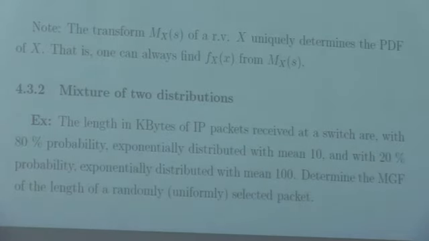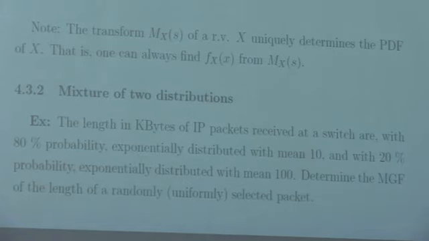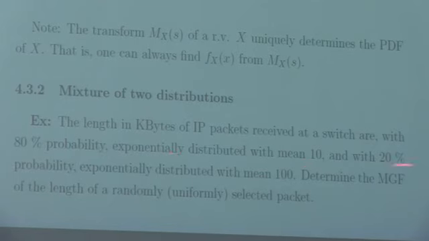So here's the problem. The length in kilobytes of IP packets received at a switch are with 80% probability exponentially distributed with mean 10 kilobytes, and with 20% probability exponentially distributed with mean 100. Determine the moment generating function of the length of a randomly selected packet. Randomly selected means selected uniformly at random.